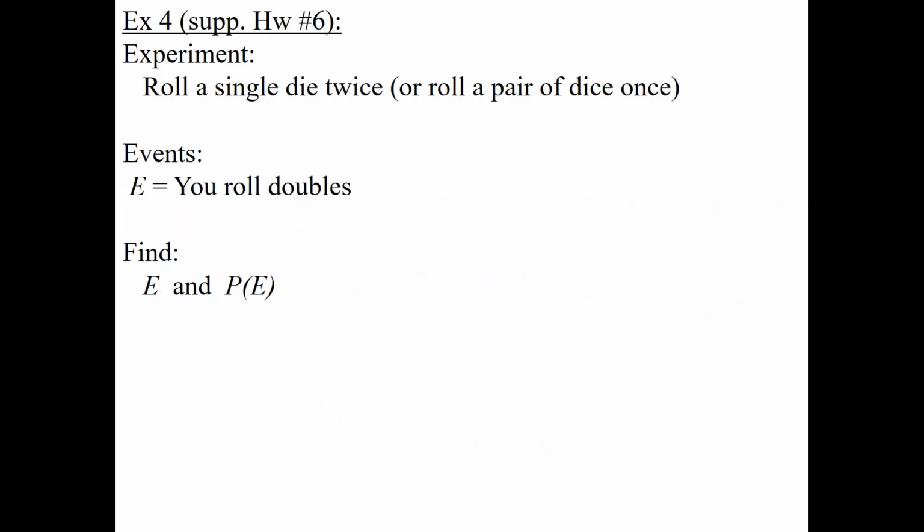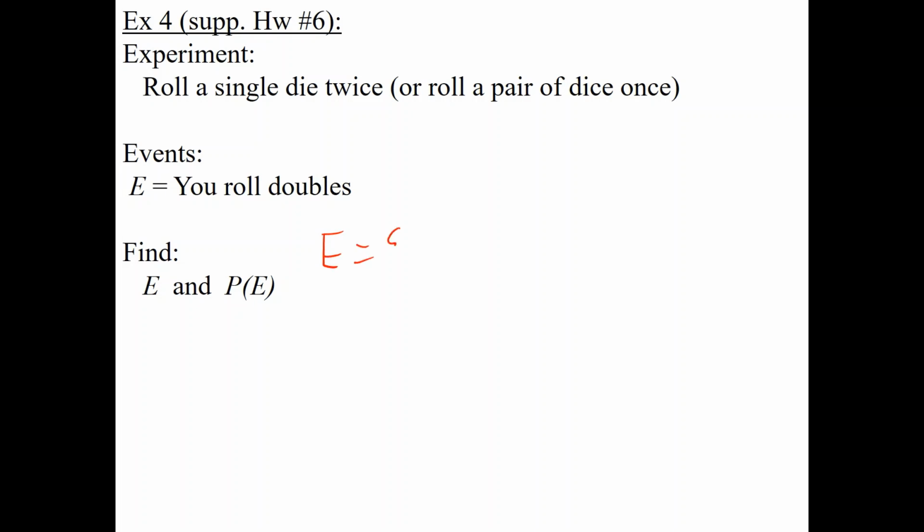Okay, E says you roll doubles. When you roll doubles, it's kind of like in the game of Monopoly, where it means both numbers are the same. So you're rolling a pair of dice, and both of the numbers are the same. Something like 6, 6, or 3, 3. So that one shouldn't be so hard.